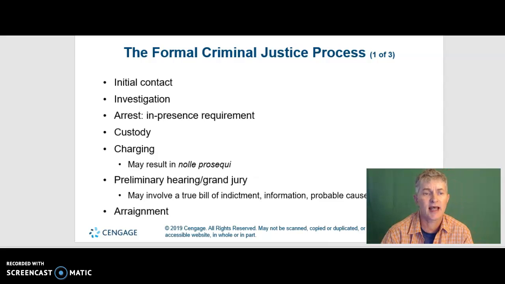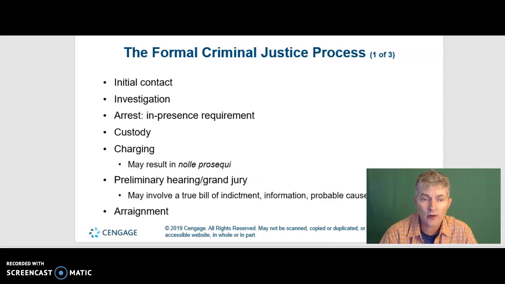Custody is the next step, or step 4, if you will. Following the arrest, suspects are detained, and in some cases the investigation process continues. But the suspect is now being held within the criminal justice system, and they're no longer treated the way they would be if they were not in the criminal justice system.